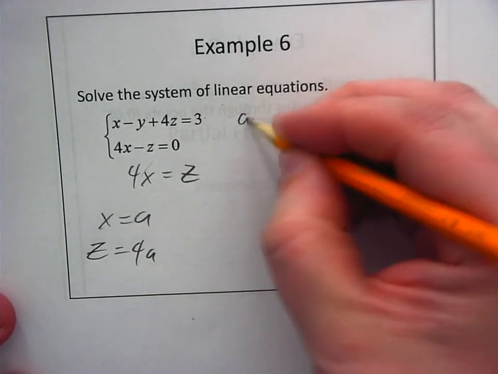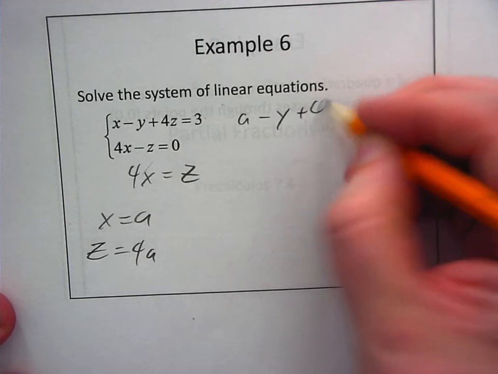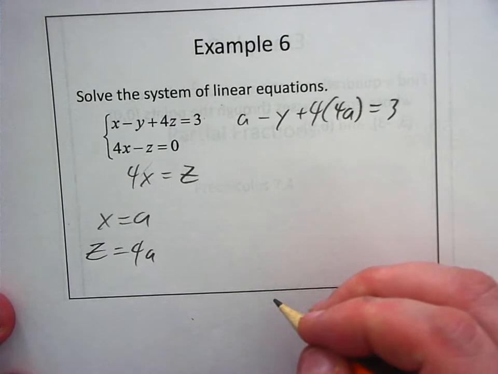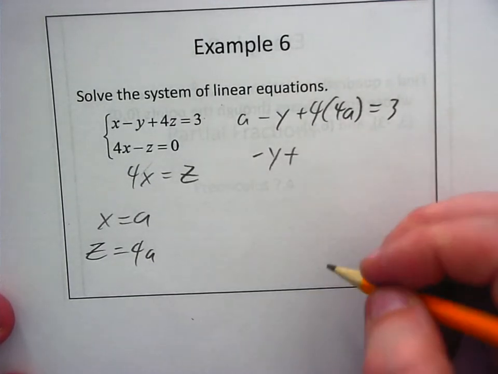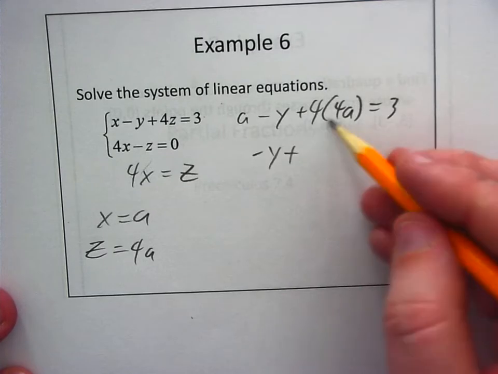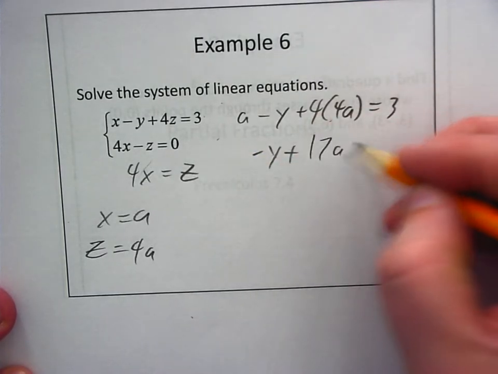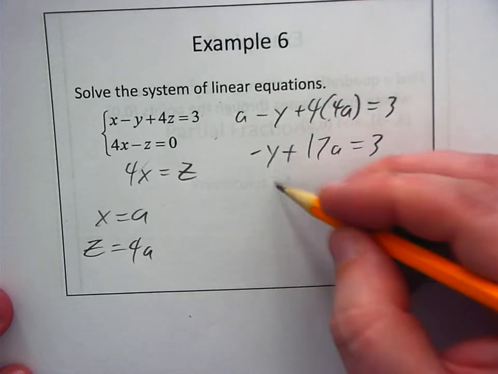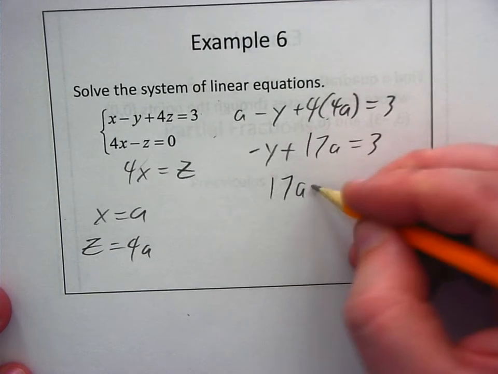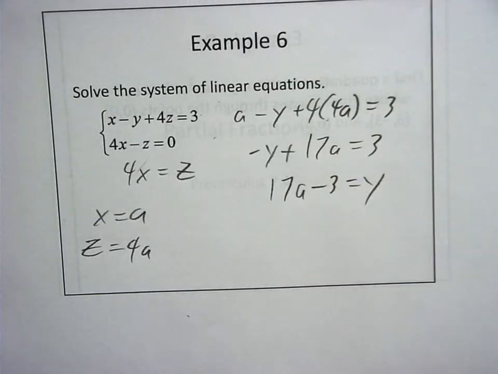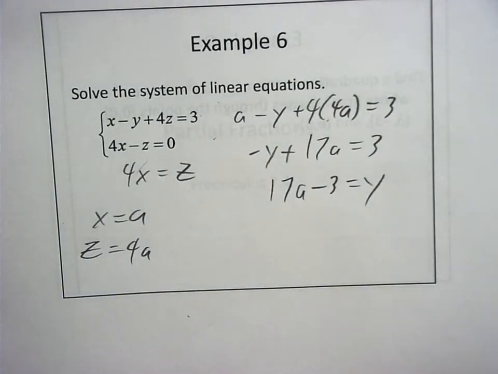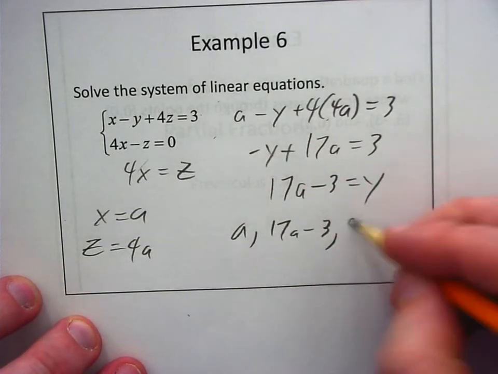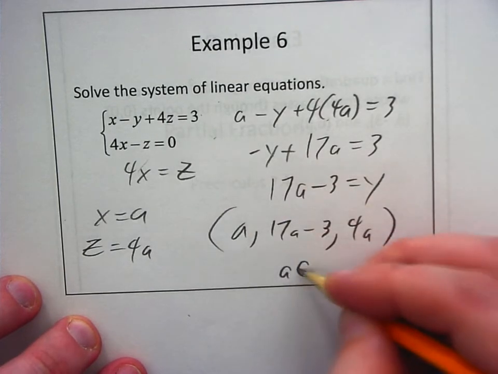Plug both those in. X is a, minus y, plus 4 times 4a for z is equal to 3. So I get negative y plus what? 16a plus another a, 17a. So what's y equal to? Yeah, move the y over and the 3 over. Y is equal to 17a minus 3. So what's your ordered triple? a, 17a minus 3, and 4a. And again, a has to be a real number.